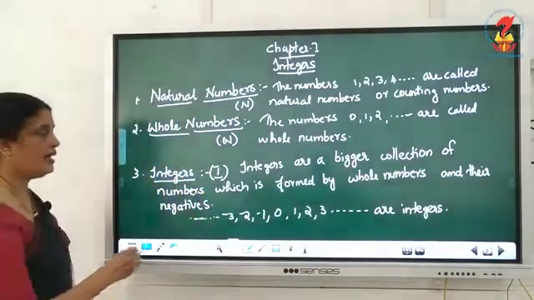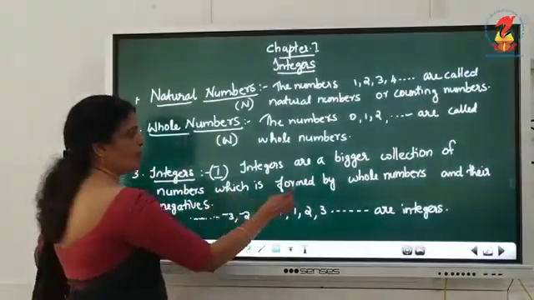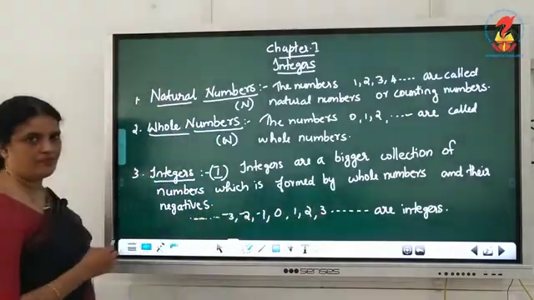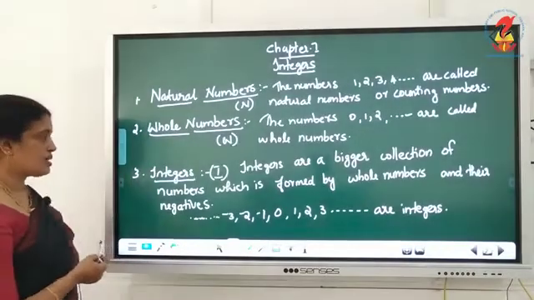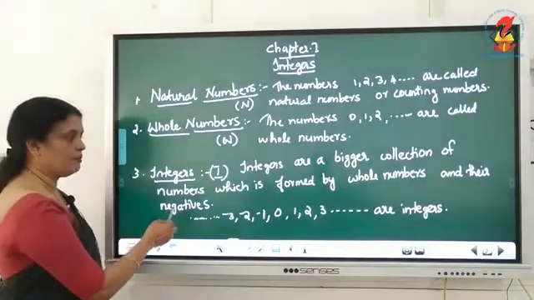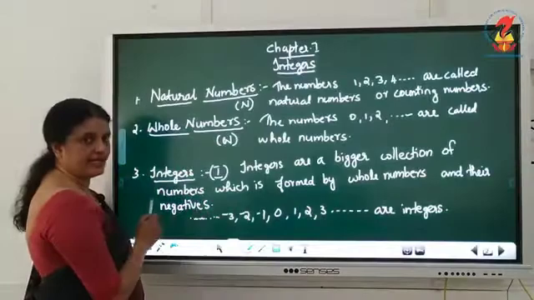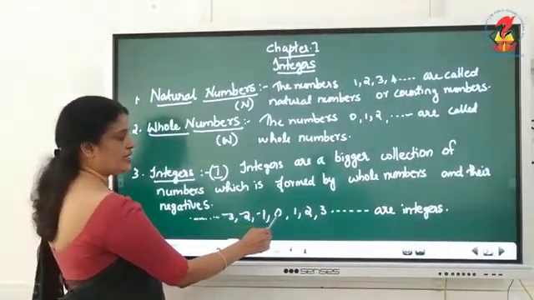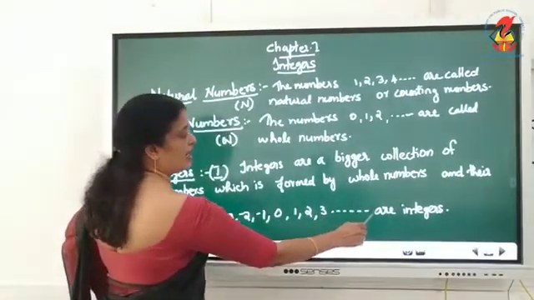Integers are a bigger collection of numbers which is formed by whole numbers and the negatives. We already learned this in standard 6. What is an integer? Integers are a bigger collection of numbers which is formed by whole numbers and the negatives. Negative 3, negative 2, negative 1, 0, 1, 2, 3, etc. are integers.